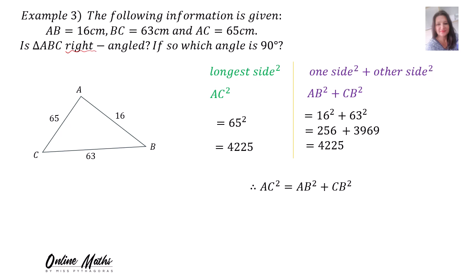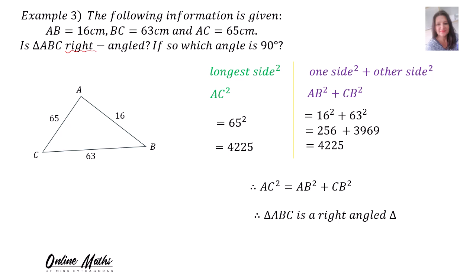So what can you say? You can say that AC squared, the longest side squared, is indeed equal to one side squared plus the other side squared, AB squared plus CB squared. So what do we know? We know that triangle ABC is a right-angled triangle.